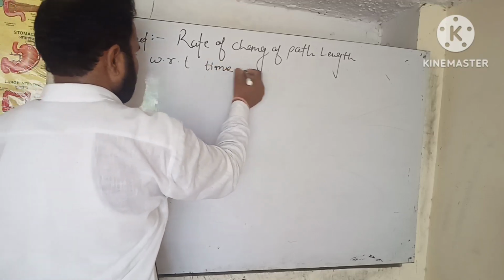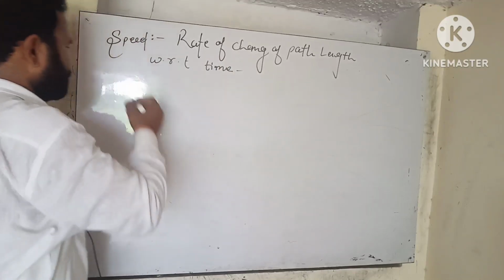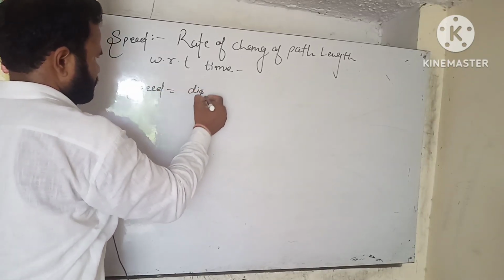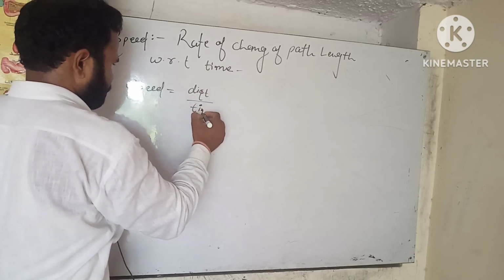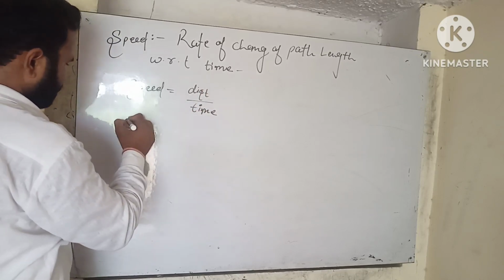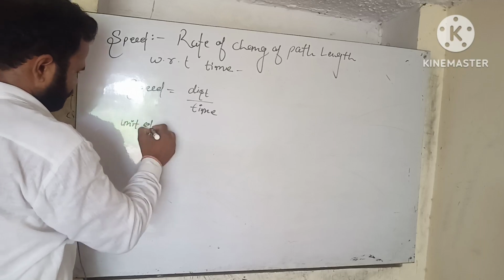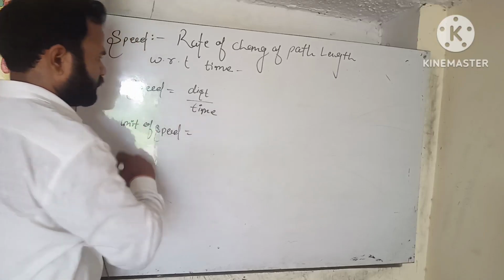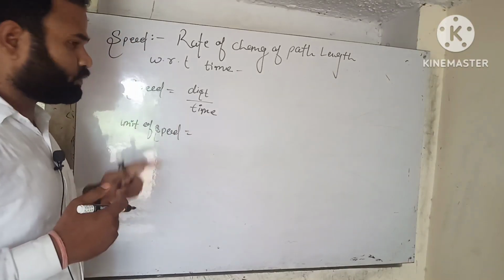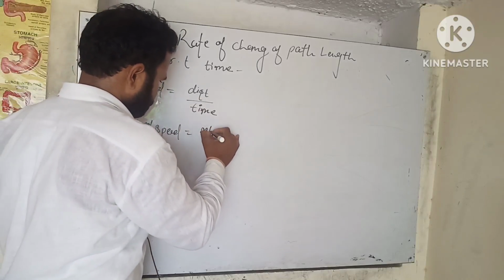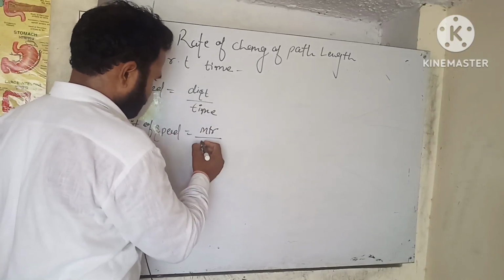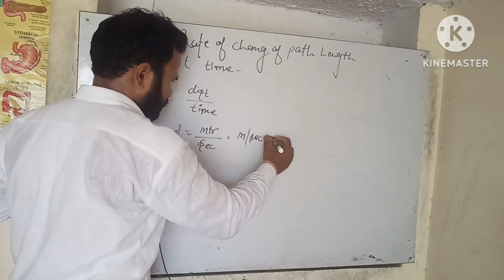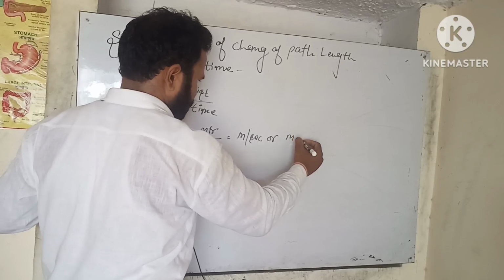What is the formula of speed? Speed is equal to distance upon time. The unit of speed: what is the unit of distance? The unit of distance is the meter, and the unit of time is the second. So the unit of speed is meter per second, or meter second power minus 1.